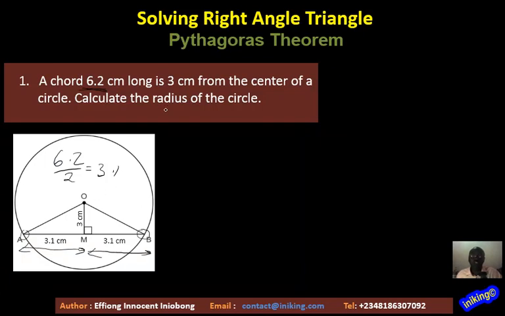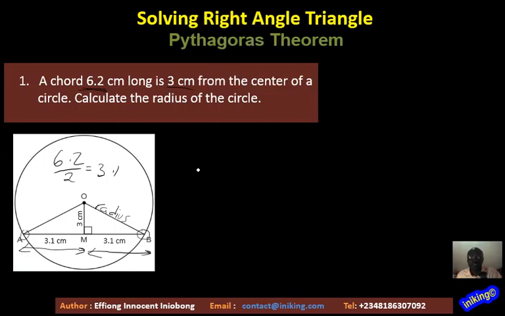This question also states that the chord is 3 centimeters from the center of the circle, and that is well represented by OM. We are then asked to find the radius. Of course, you will agree with me that this is the radius. Applying our Pythagoras theorem, we can address this so quickly. Let me change the color of my pen to white.